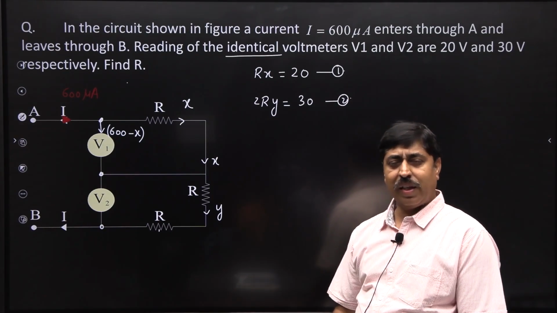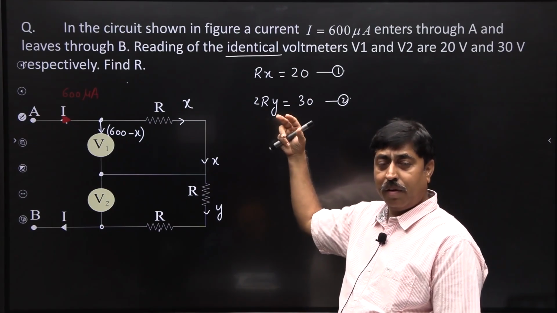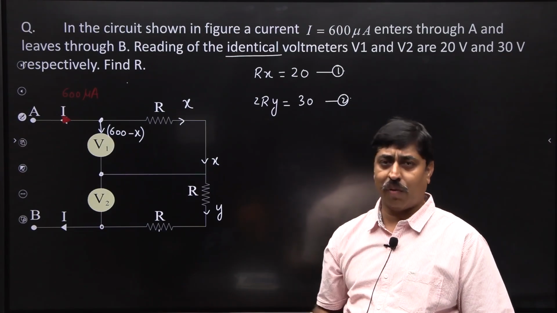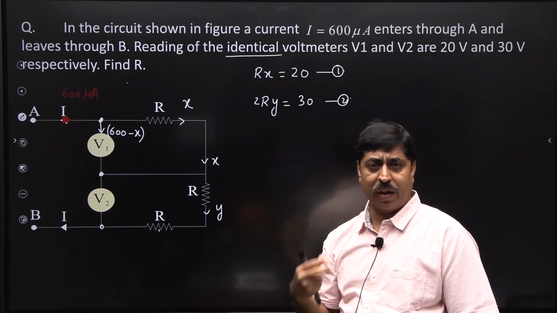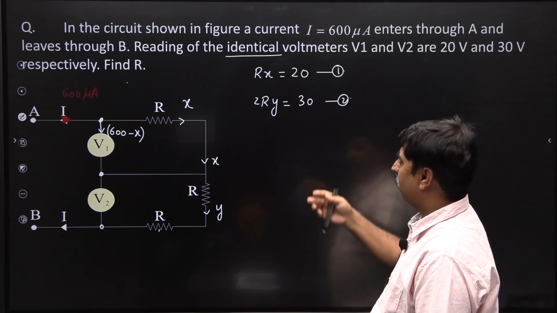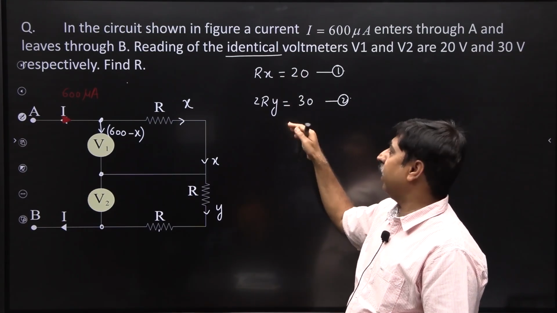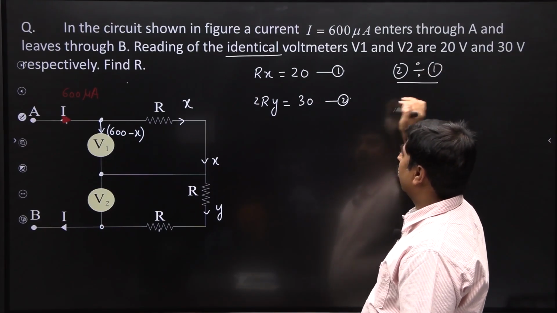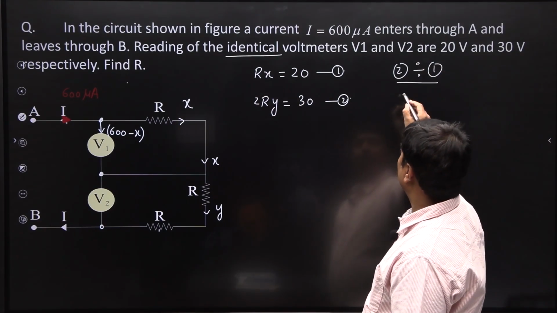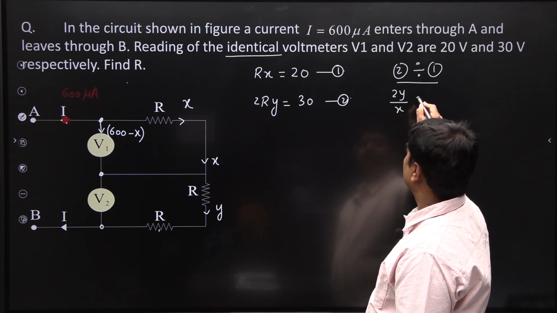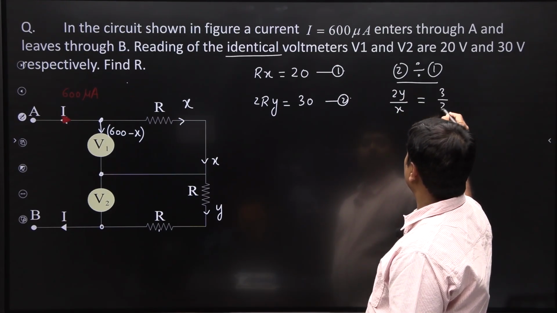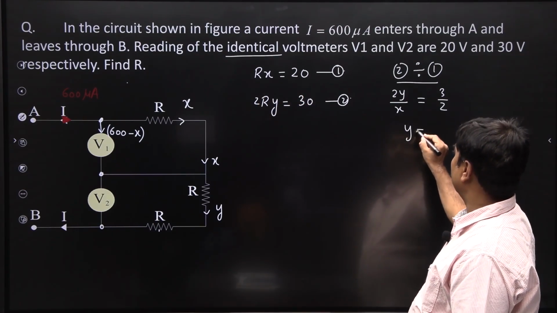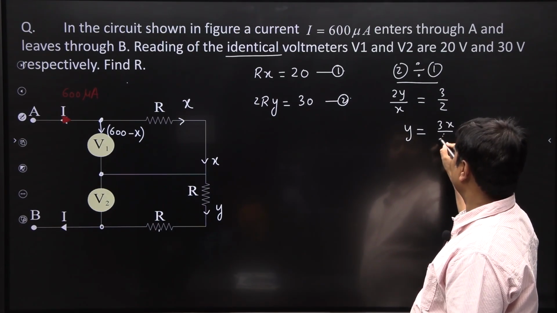So, now I can see that I can rather express Y in terms of X. I need not carry 2 unknowns X and Y. I can just find out Y in terms of X. Just take ratio of these 2 equations, divide equation 2 by 1. If you divide equation 2 by equation 1, this divided by this gives you 2Y by X is 3 by 2, which means Y is equal to 3X by 4.